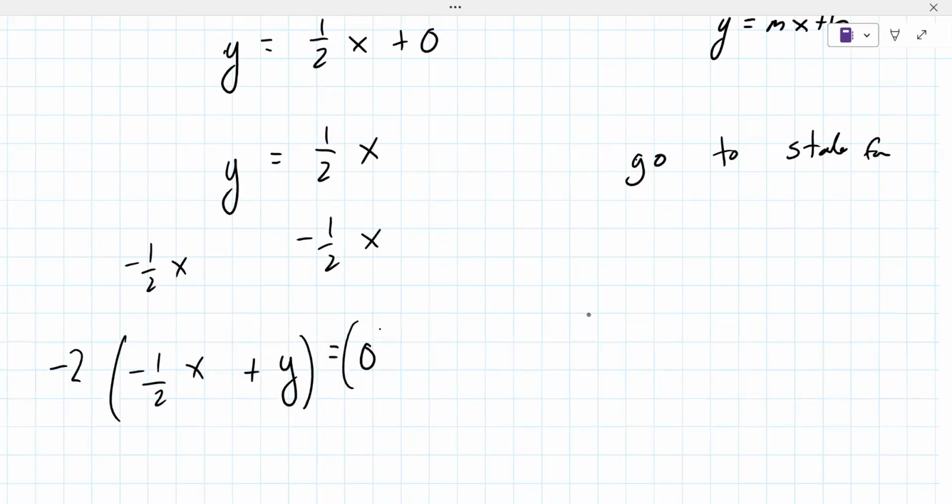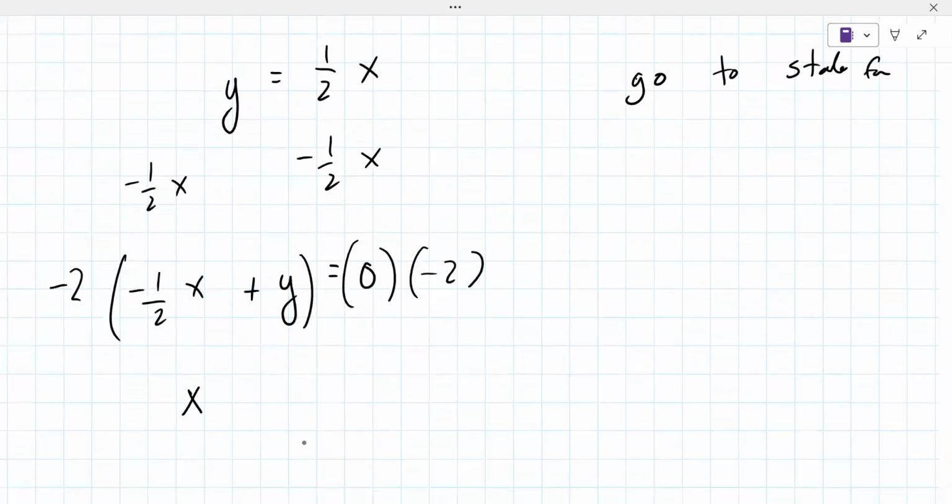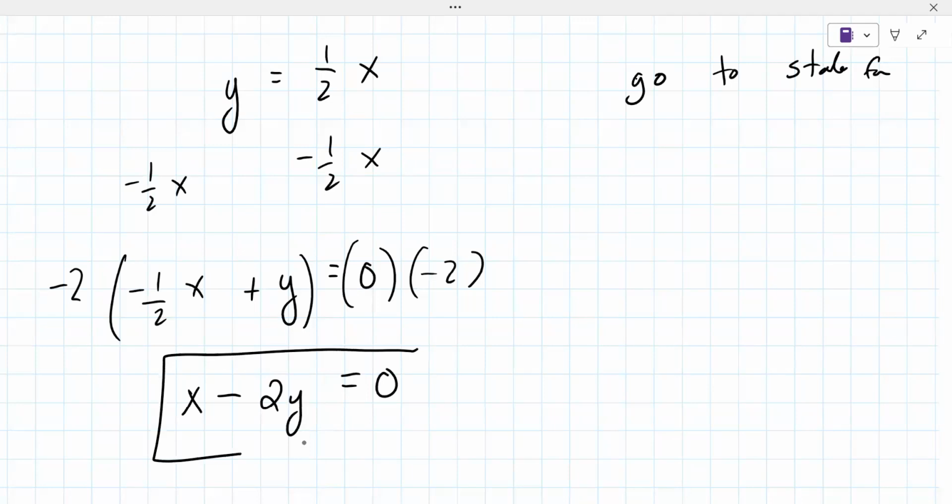So we're gonna multiply everything by -2. Why do you think I chose -2? Because it's the denominator of the fraction. Exactly. And it's the negative. All right, so that becomes x minus 2y equals 0, like that. And that's your final answer in standard form.